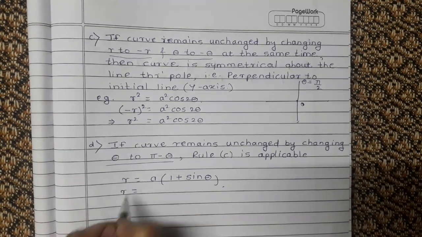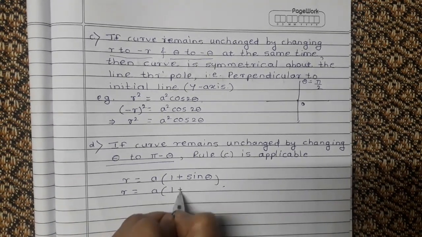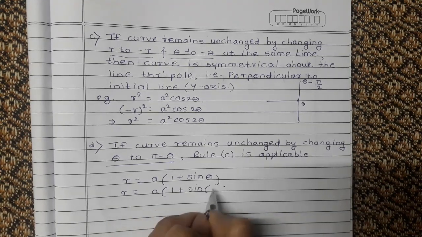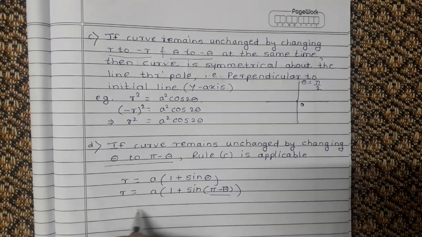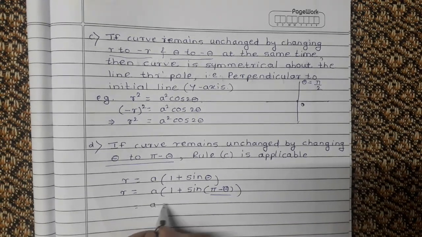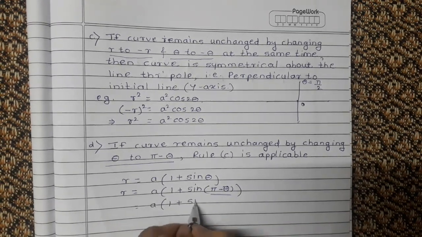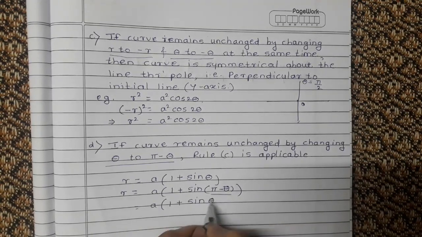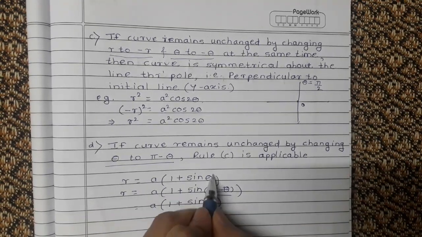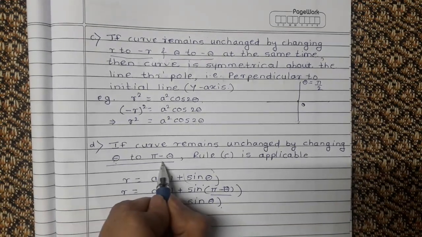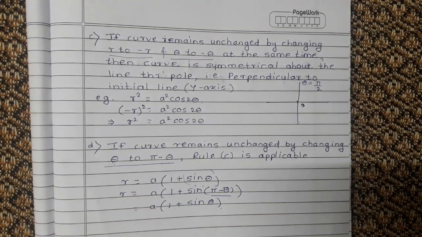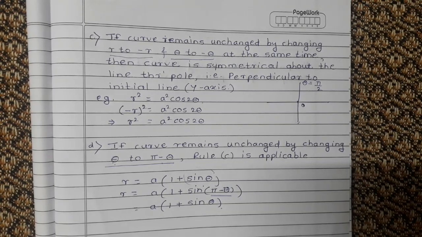Now here I am going to replace theta by pi minus theta, and by the sine A minus B formula you can prove that this is nothing but sine of theta only, right? So in case sine theta is involved in the given equation, replace theta by pi minus theta and then check the symmetry. Okay. These are the 4 rules for symmetry.